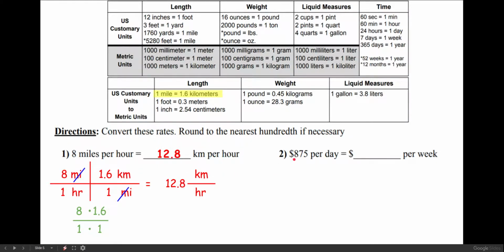Number 2, $875 per day. We need to convert it into dollars per week. So let's write down what we ultimately want, which is dollars per week, and write down the information we have, which is $875 per 1 day. Let's look at the day to week conversion. You guys may already know, you just multiply it by 7 because there are 7 days in a week.